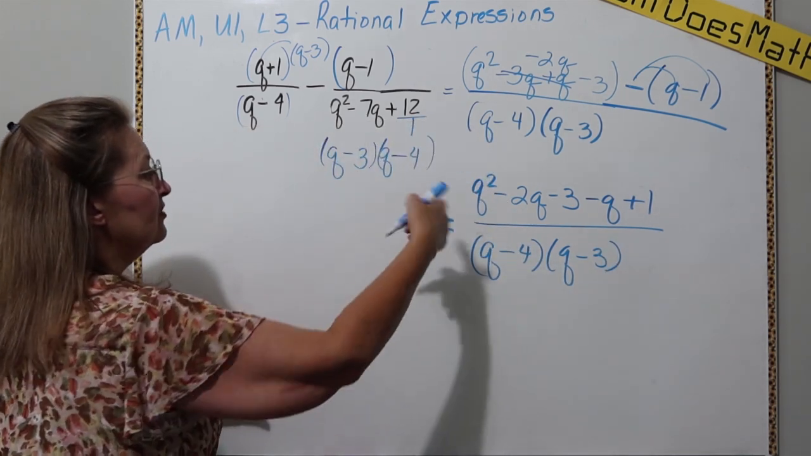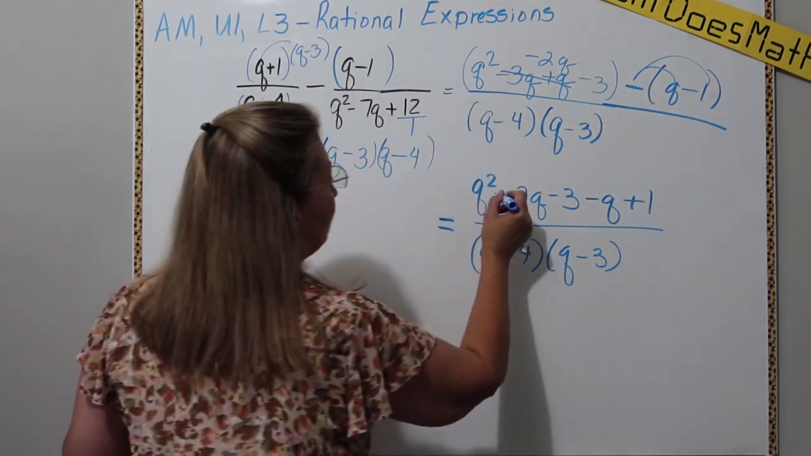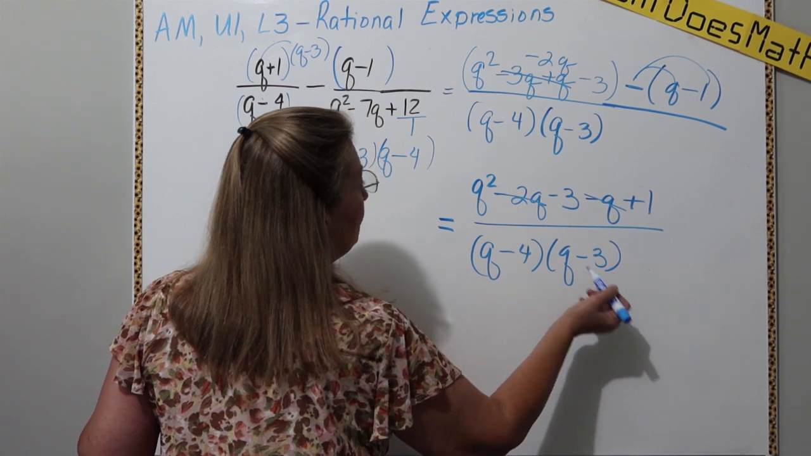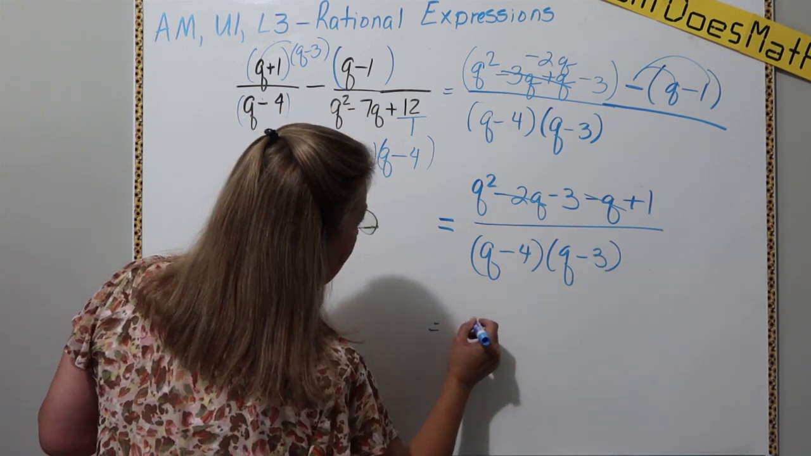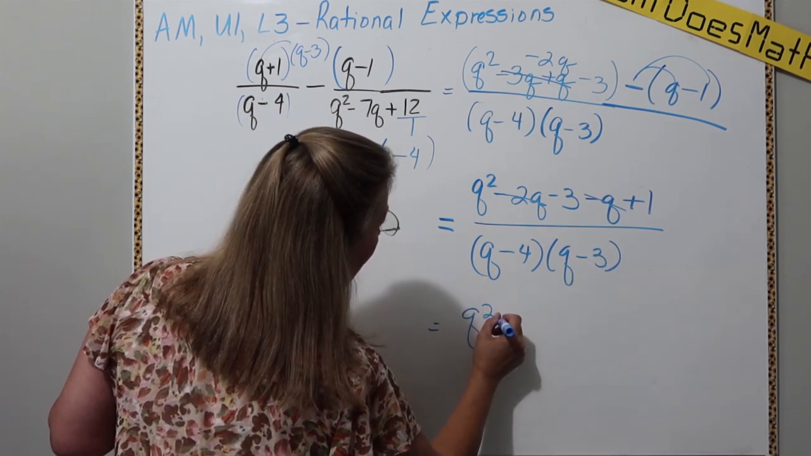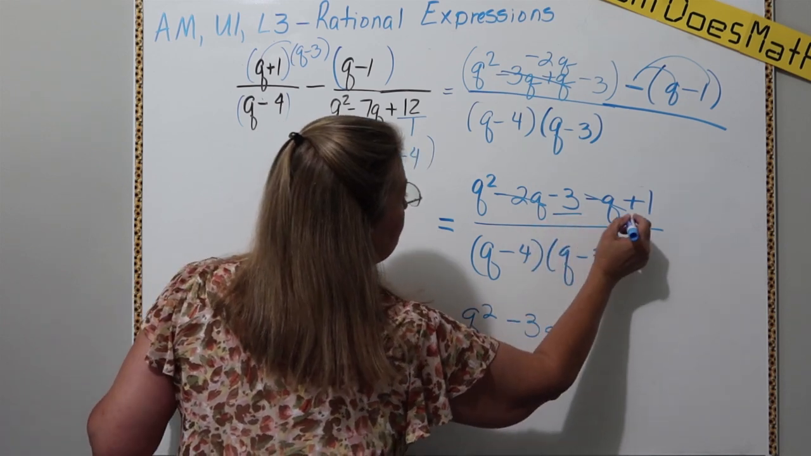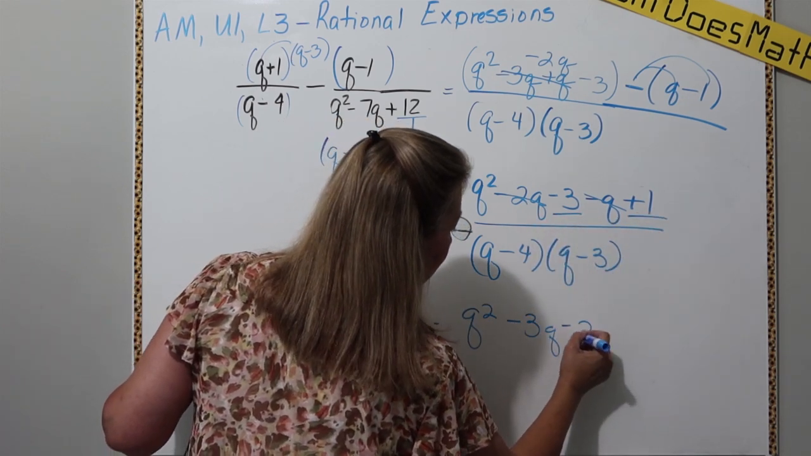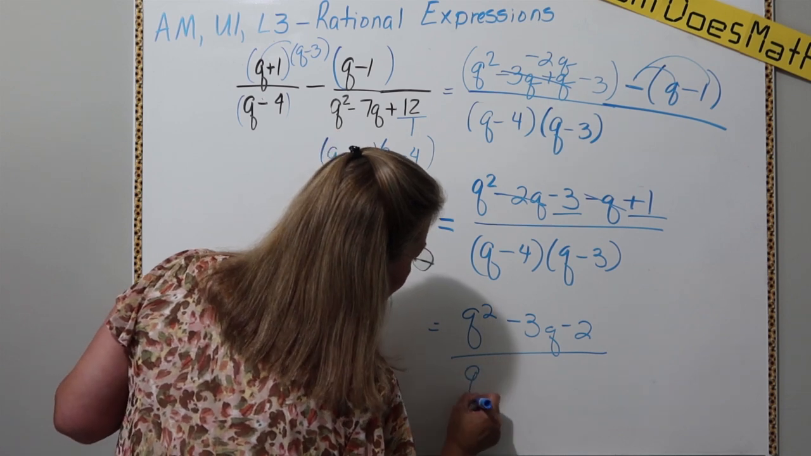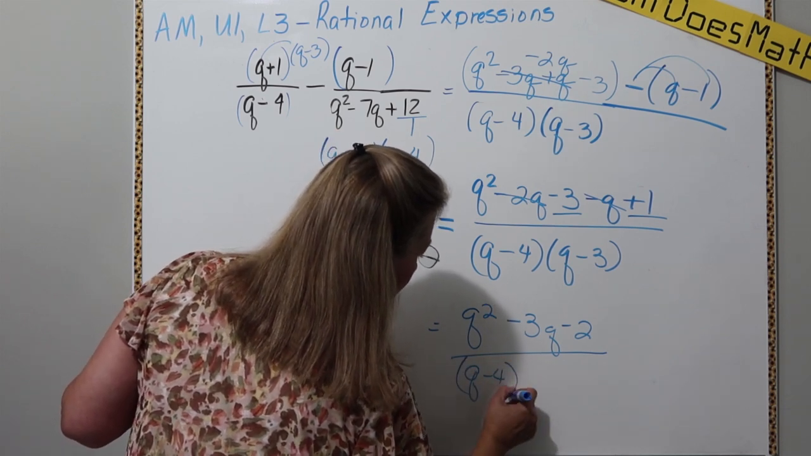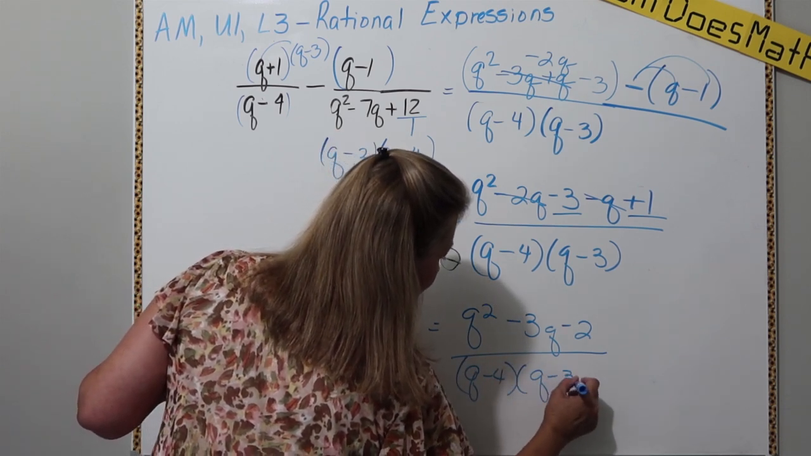All right, we can still simplify here. Minus 2 minus Q gives you a minus 3. So under here I'm going to have Q squared minus 3Q. All right, minus 3 plus 1 gives you minus 2 over Q minus 4, Q minus 3.